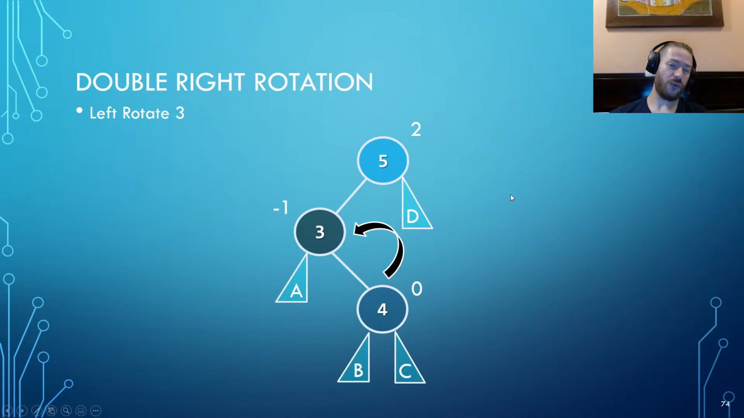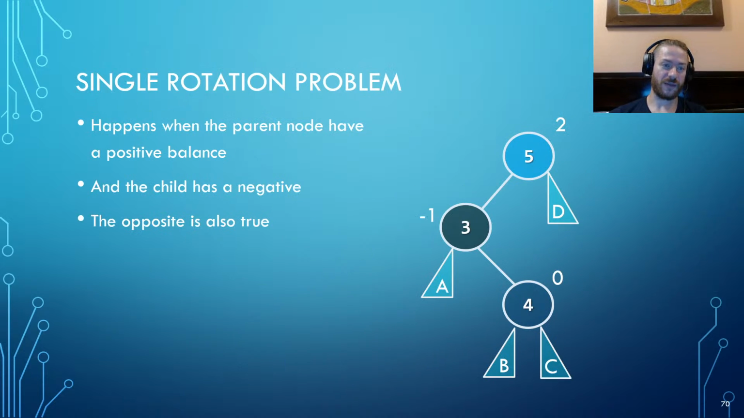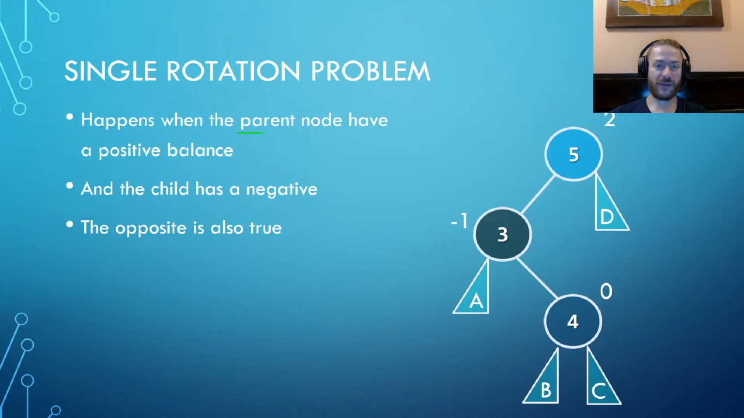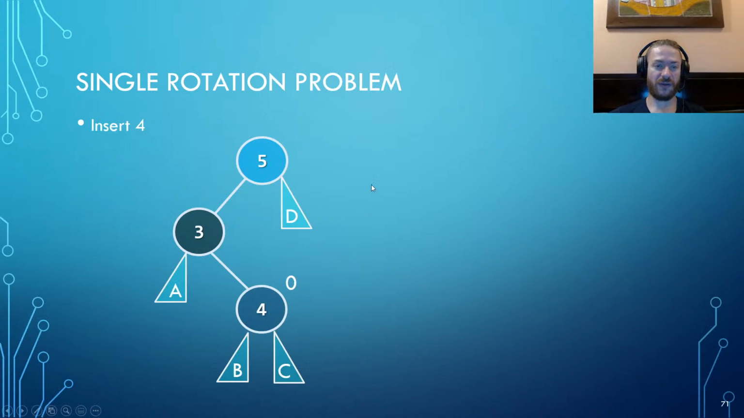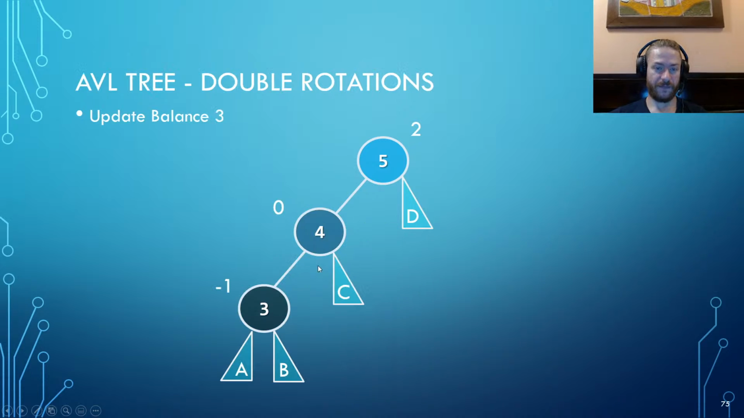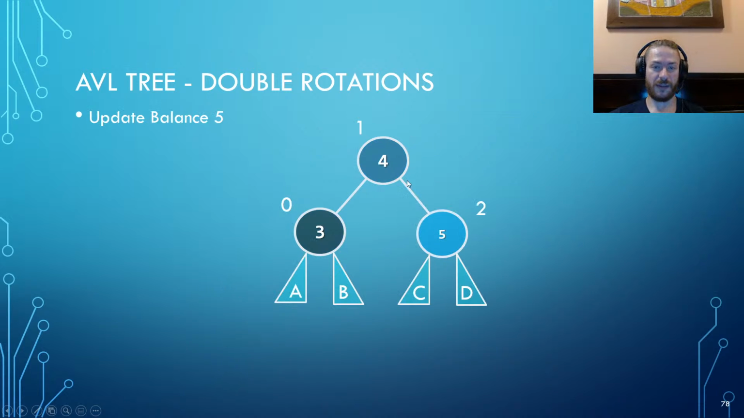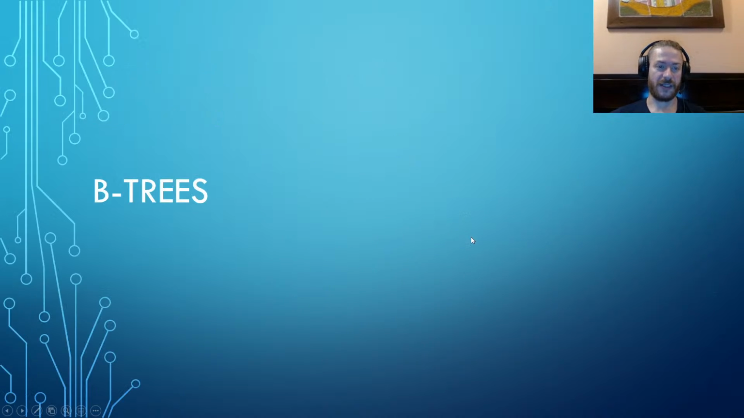So in our code, when we decide to implement an AVL tree, we need to check for this condition. When a parent node has a positive balance and the child has a negative, or vice versa, then we need to perform 2 rotations. First, we need to rotate 3, restore the balance, and then rotate 4, and it will be in a perfect form. When we update the balance, everything is restored.